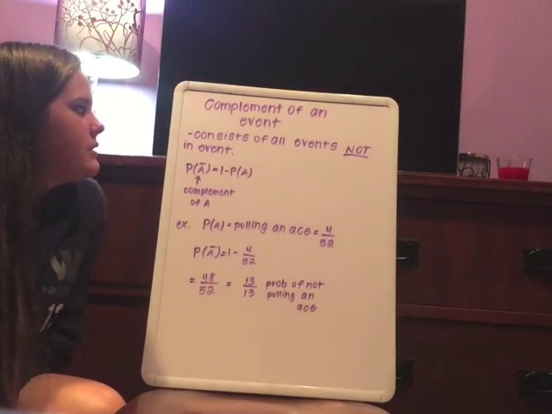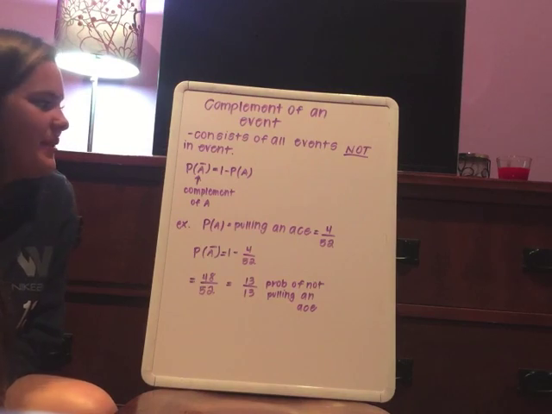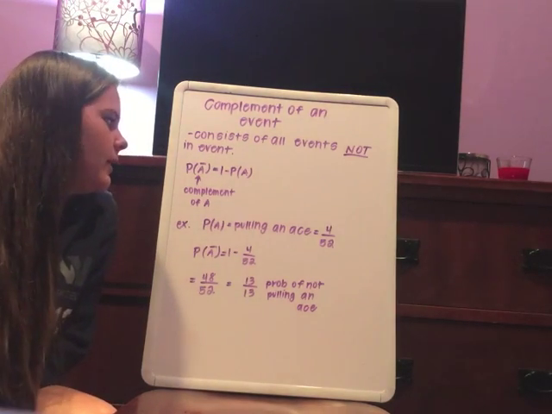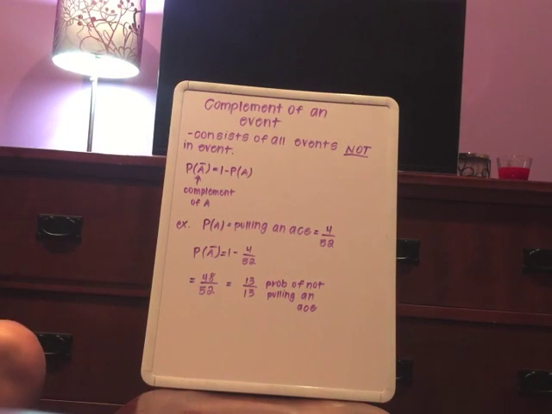A complement consists of all outcomes not in an event, and the formula is P of A with a line over it equals 1 minus P of A. And A with the line over it is the complement of A. An example is the probability of pulling an ace, which would be 4 over 52, and the complement is 1 minus 4 over 52, which is 48 over 52, and that equals 12 over 13, which is the probability of not pulling an ace.